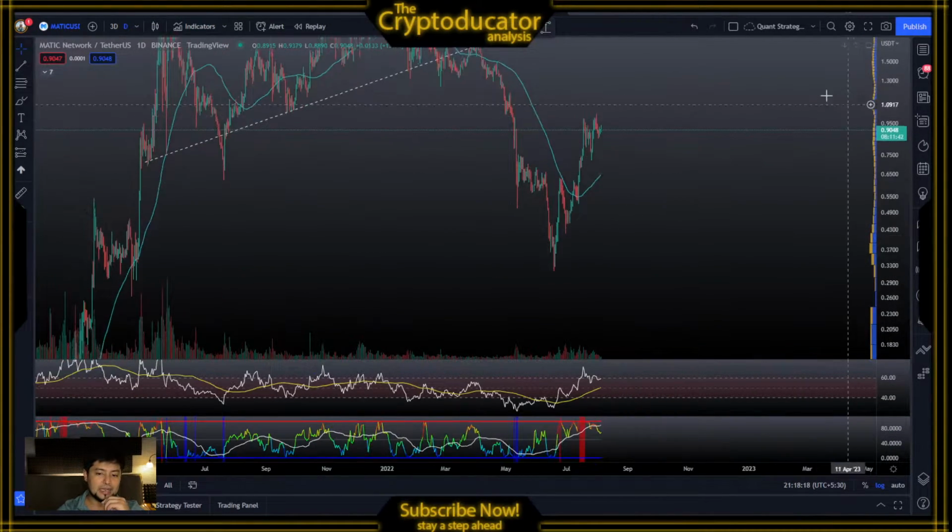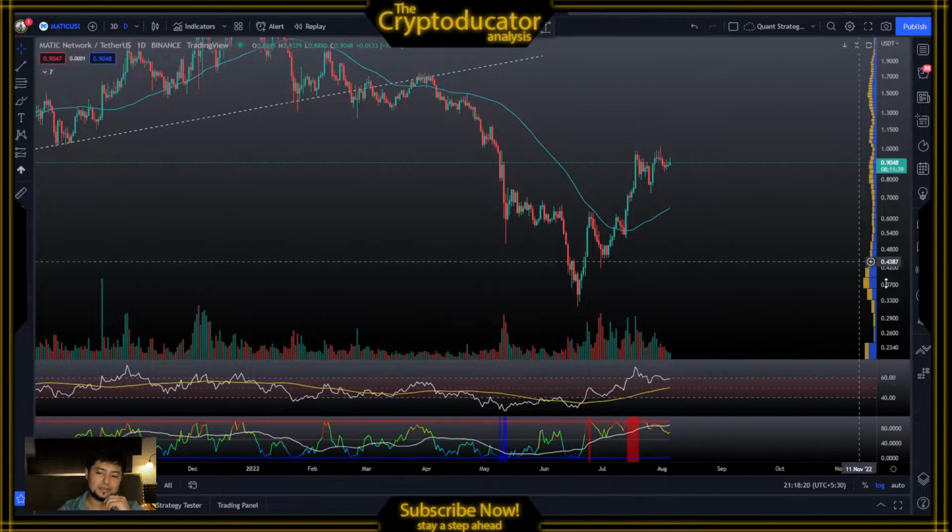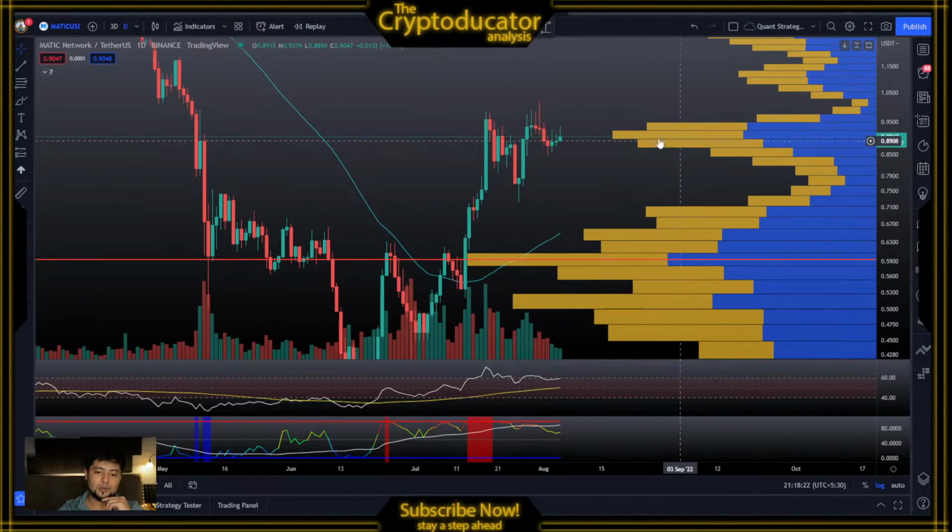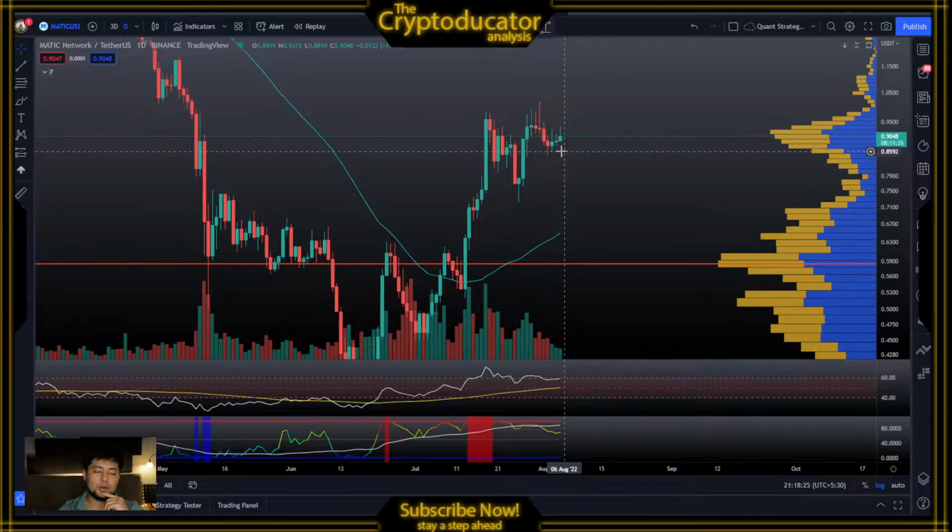Let's talk about MATIC. I mean, MATIC still holding strong at these levels, man. This is crazy right here with the high volume node as well coming from these levels. Yes, MATIC is kind of holding on to 85 cents as a whole.